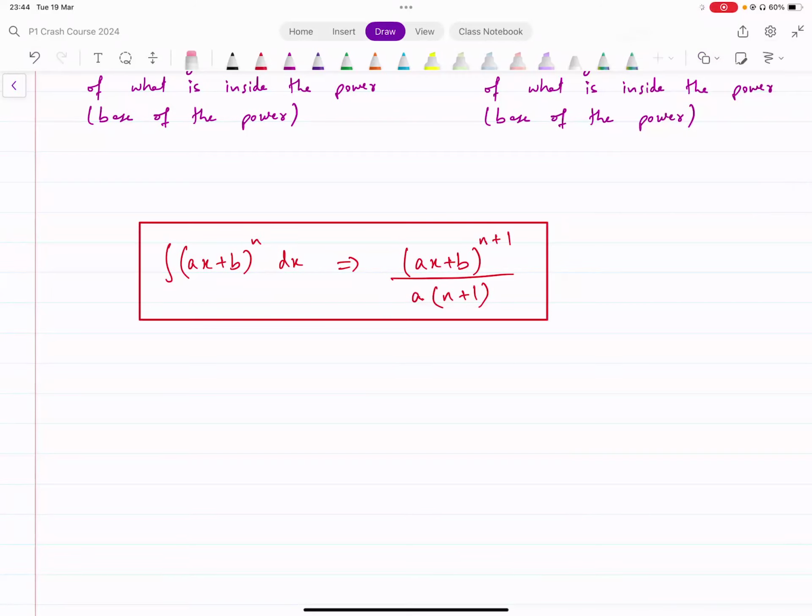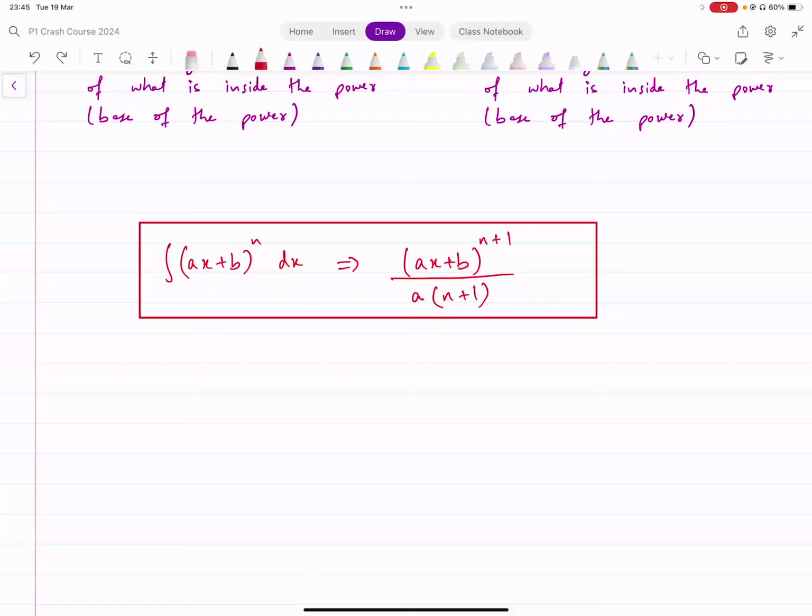The integration of ax plus b whole raised to power n is ax plus b whole raised to power n plus 1. That means you add 1 to the power, divide by that new power, you divide by n plus 1, and you also divide by the derivative of the part inside. What's the derivative of ax plus b? It's a, you divide by a. Okay? That's the general power rule of integration.